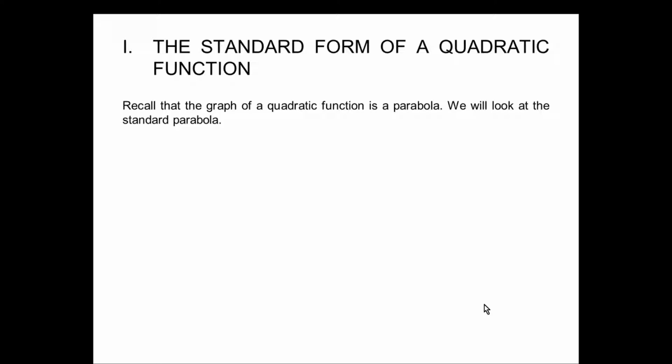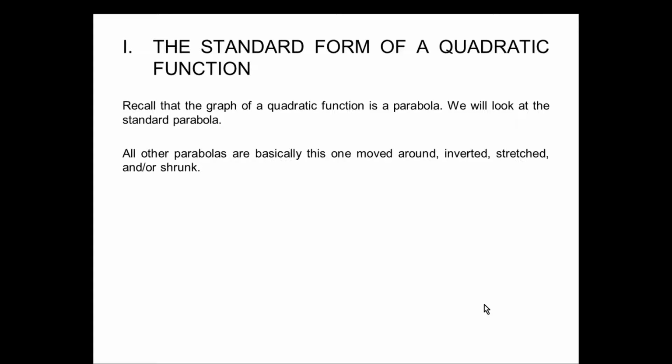We will look at the standard parabola. We've actually seen it before with one of our basic graphs back in section 2.5 when we were doing our transformations. So, all the parabolas are basically this one moved around, inverted, stretched, and/or shrunk. Now, of course, when you're given the expression for the function, there's no reason not to give it to your graphing calculator and graph it that way.